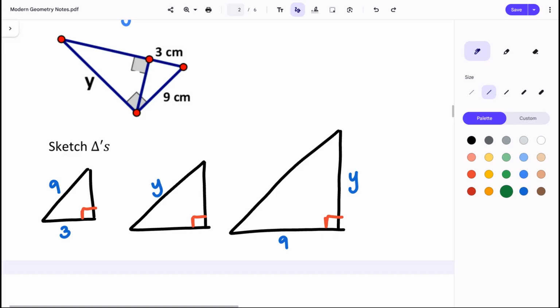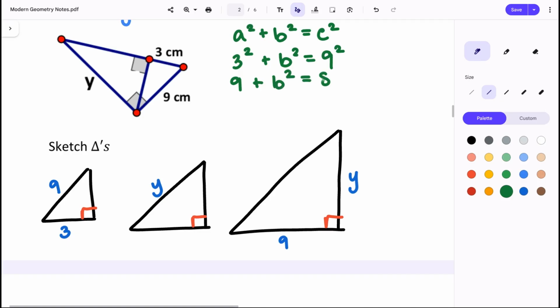So if I look at this small triangle here, remember a squared plus b squared equals c squared? Do you guys remember what numbers would go where? Good. I like it. Okay. So if you square these, what do you get? Good. If you subtract the 9? Good, 72.